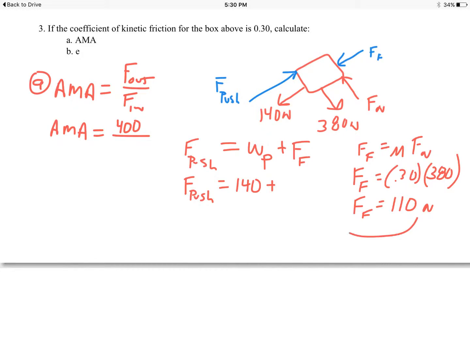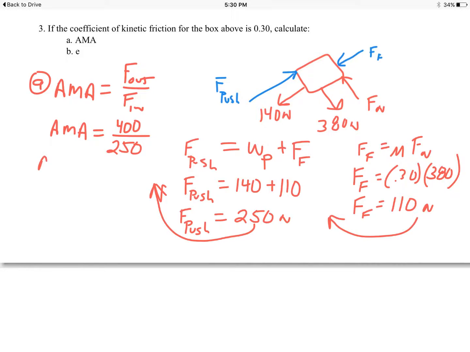So I'm going to bring that over here and calculate the force that is required to push the box up the ramp. It's 250 newtons. So that's our input force. So that goes over here to calculate our AMA. So it's 400 divided by 250 to get the AMA. The AMA therefore is 1.6. The actual mechanical advantage.